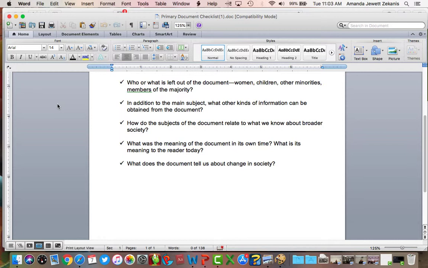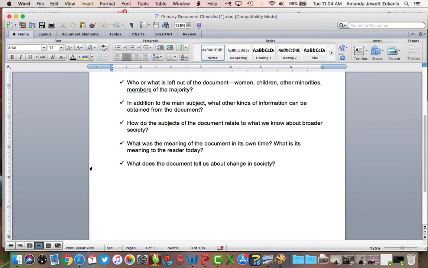What was the meaning of the document in its own time? What is the meaning to the reader today? Also important questions when we're talking about change, continuity, and contingency, those 3 C's I address in the syllabus. Those questions are important for that. And what does the document tell us about change in society? Maybe we're reading something on a shift in policy in terms of the treatment of indentured servants, or about the shift from indentured servants to a higher reliance on slaves. What does that tell us about change in society?